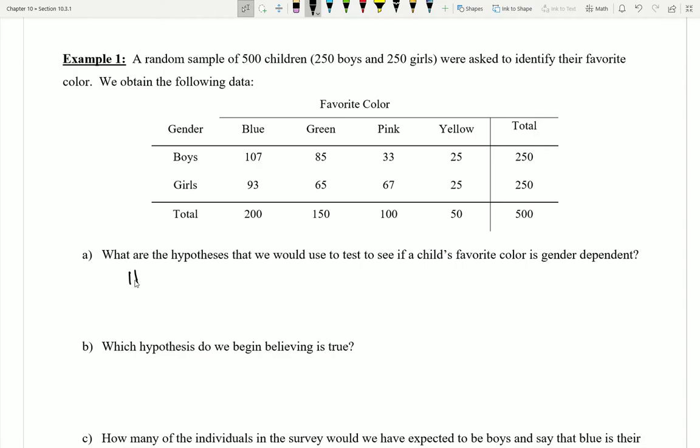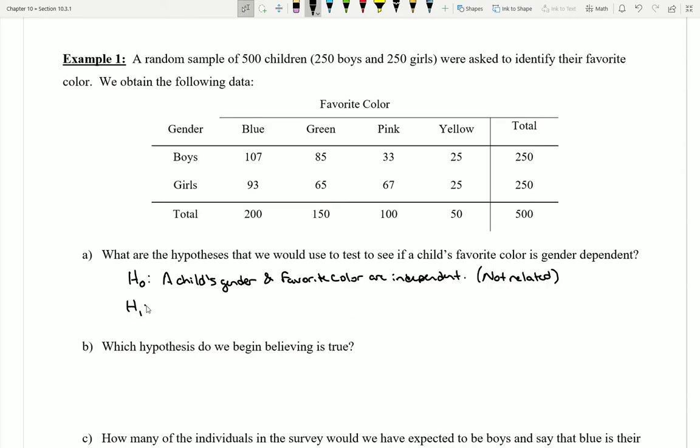So maybe a good H0 that I could have here is that a child's gender and favorite color are independent. They have nothing to do with each other, right? There's no relationship between them. I might even put that over here on the side. I'm claiming that they are not related.